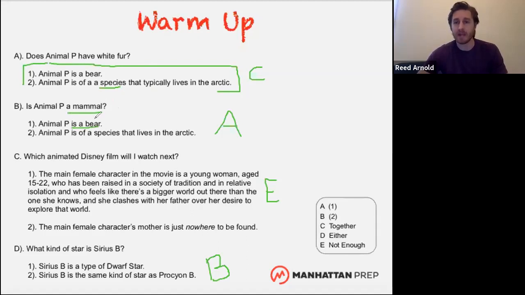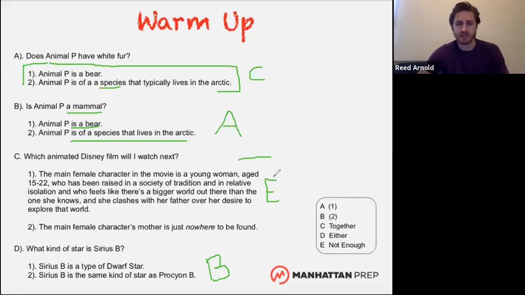Well, if it is a bear, it is a mammal. I don't know what kind of bear. I don't know where it's from. Who cares? It's a mammal. So that would be sufficient to know it's a mammal. There are species that live in the Arctic that are not mammals. Not many, surprisingly, but at least based on a quick cursory research, some birds do live in the Arctic, at least for much of the year. And so that would not be a mammal.